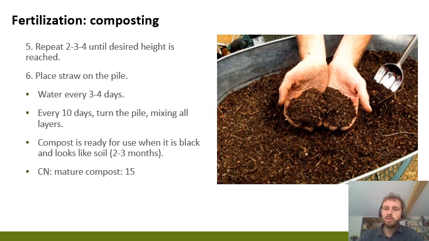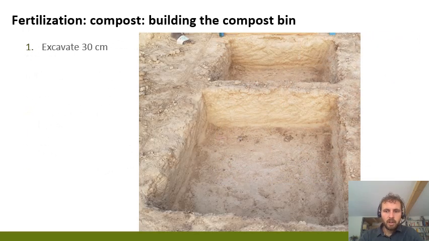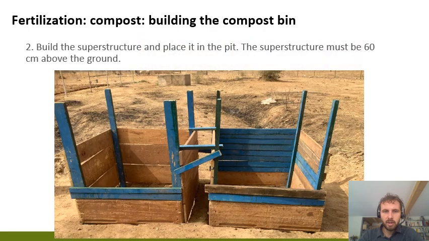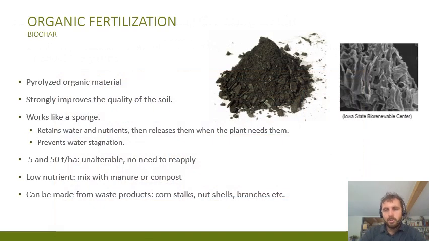And of course, if you want to compost your manure, you can use the same principle as we talked about here, but you use manure instead of kitchen waste. This is an example of a bin you could build. It should be in the ground. It should be elevated.